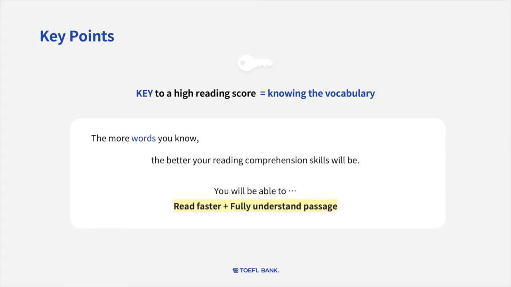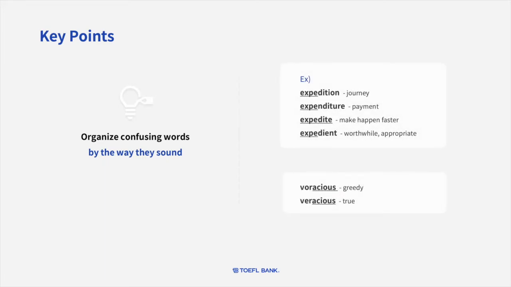It's no exaggeration to say that the key to a high score in reading is knowing the vocabulary. The more words you know, the better your reading comprehension skills will be. You'll be able to read faster while fully understanding the passage. A tip to memorizing words is to organize the words you struggle to understand by the way they sound. This way, you'll be able to avoid getting confused by words that sound alike. Just like this, organize words you've seen in practice exams and make your own word list.